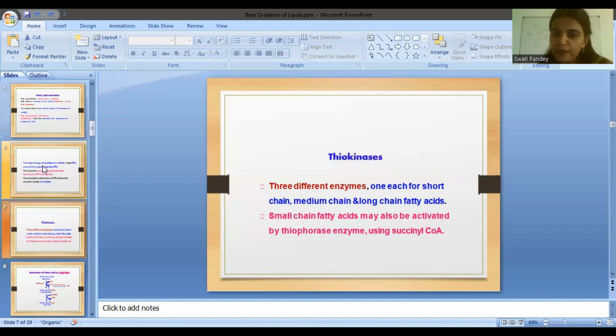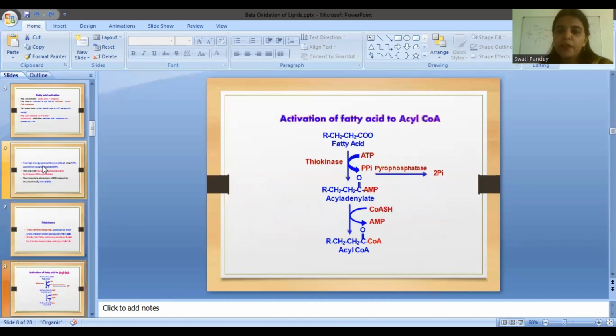This thiokinase also consists of 3 different types: for short chain, medium chain, and long chain fatty acids. Short chain fatty acids can also be activated by the enzyme known as thiophorase, which uses succinyl coenzyme A. So this is the first step of beta oxidation, that is activation of the fatty acid to acyl coenzyme A.